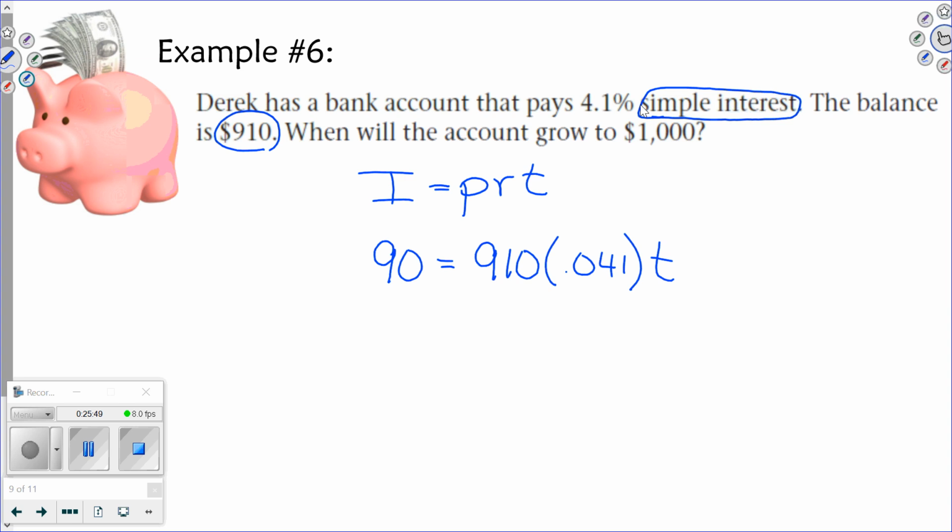The question asked, when will it grow to $1,000 in my account? I have $910. When will my account have $1,000 in it? How much more do I need? I only need 90 more dollars.